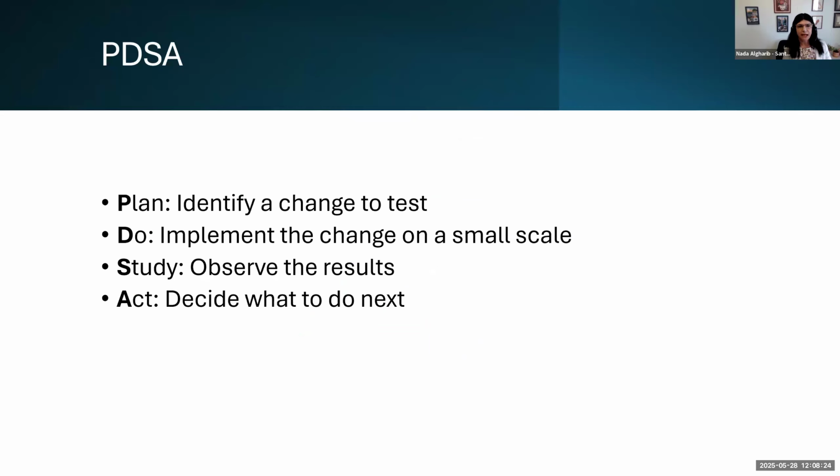PDSA is an abbreviation for Plan, Do, Study, Act. The PDSA cycle is a step-by-step way to improve ideas, to improve a result, and it helps teams try things on a small scale. So it's incremental improvements. Improve a little bit, learn from what happens, and keep building on that progress for bigger and lasting change.